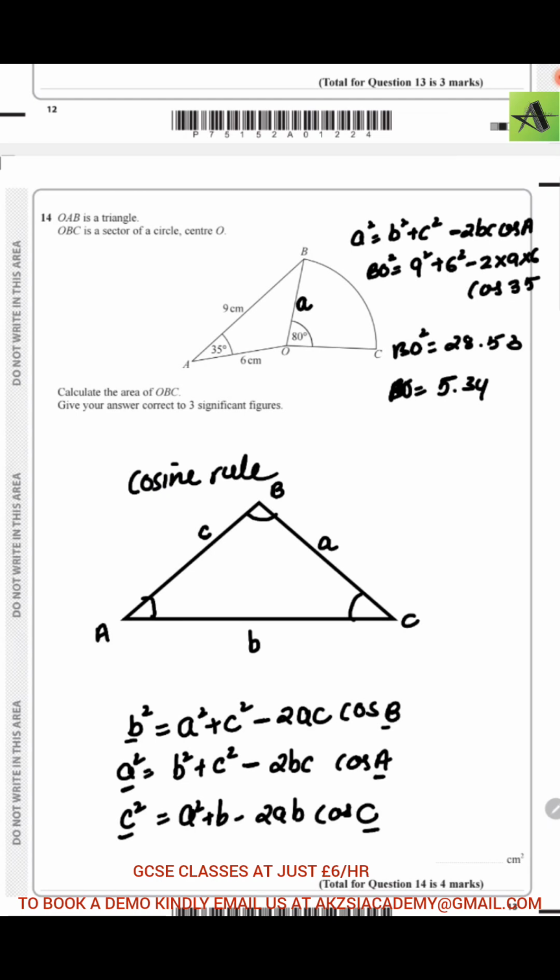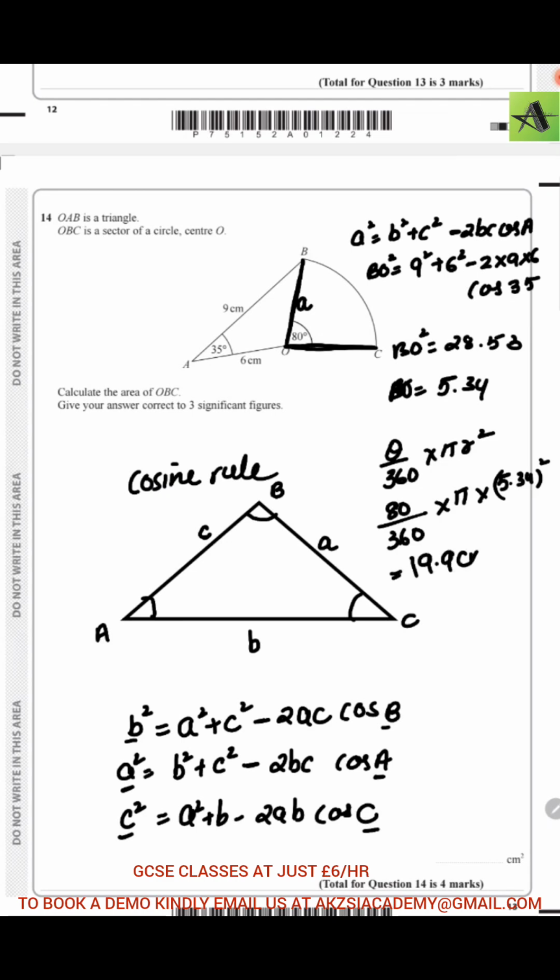Now, once we have this value, this is the radius of the sector, this and this are the same. And as I told you, the formula to calculate the area of a sector is theta over 360 times pi r squared, and r in this case is BO and OC, which are the same, that is 5.34. This angle is 80 degrees, so this is going to be 80 over 360 times pi times 5.34 whole squared. If you solve this, it comes out to be 19.9 centimeters squared.